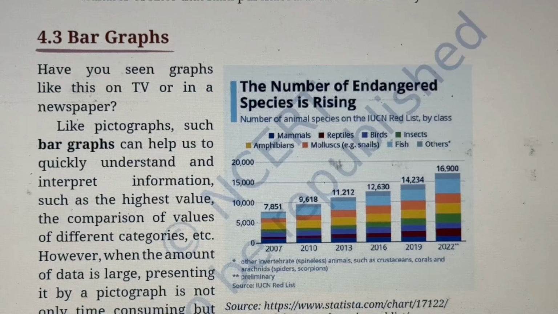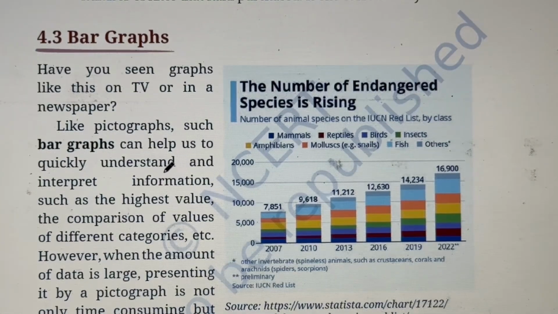Okay. So let us see here already one picture you can see. There is one picture over here of a bar graph which you might have seen on TV or printed in a newspaper. Here in this bar graph they are showing the different types of endangered species which are increasing year by year. Here they have shown the year and here the number of animals increasing, endangered species of mammals, reptiles, birds, and it is also color coded, so it's easy for you to identify the type of animal.